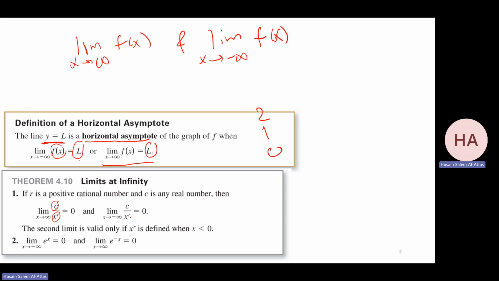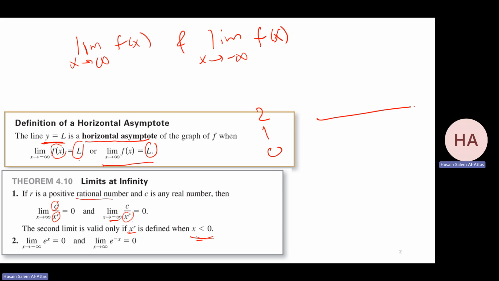But you need to be careful here for the negative. Since r can be any rational number, you want this to be defined somehow. It's valid only if x to the power r is defined when x is negative, so I don't have a square root of a negative number. R should not be, for example, one half. If it is a half, then I have a problem.